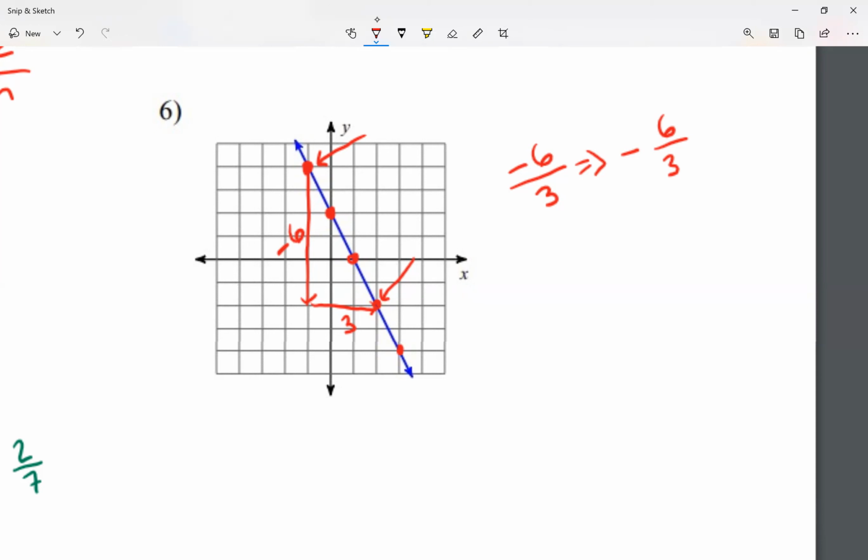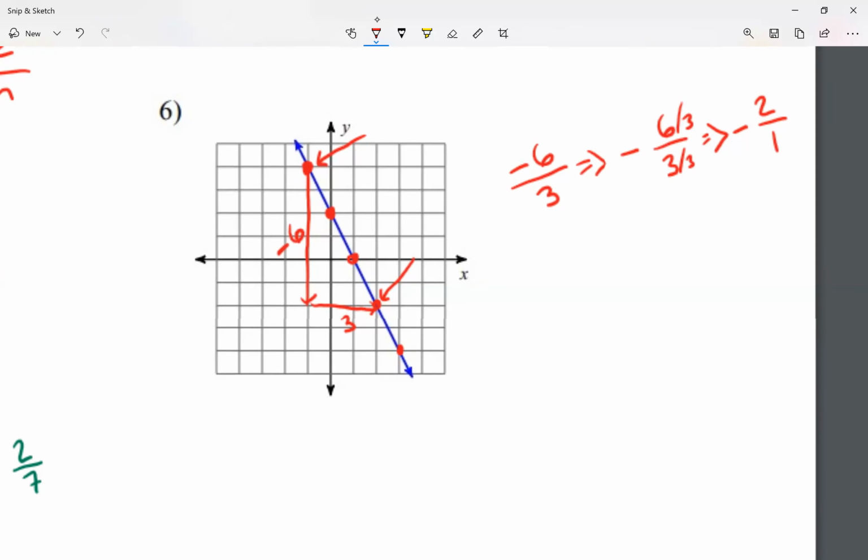Now, each of my numbers, I can divide them by 3. I can go 6 divided by 3, and I can go 3 divided by 3. So this is going to simplify. Let me do my arrow. It's going to simplify to -2 over 1, right? 6 divided by 3 is 2. 3 divided by 3 is 1.